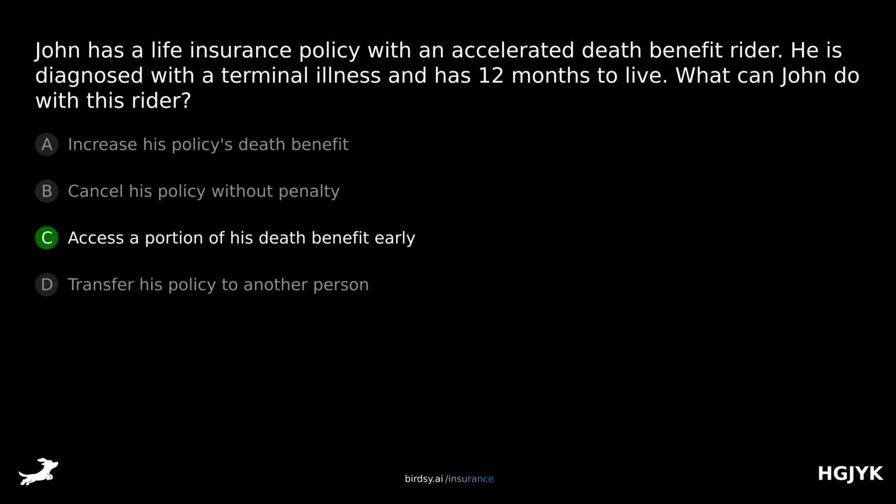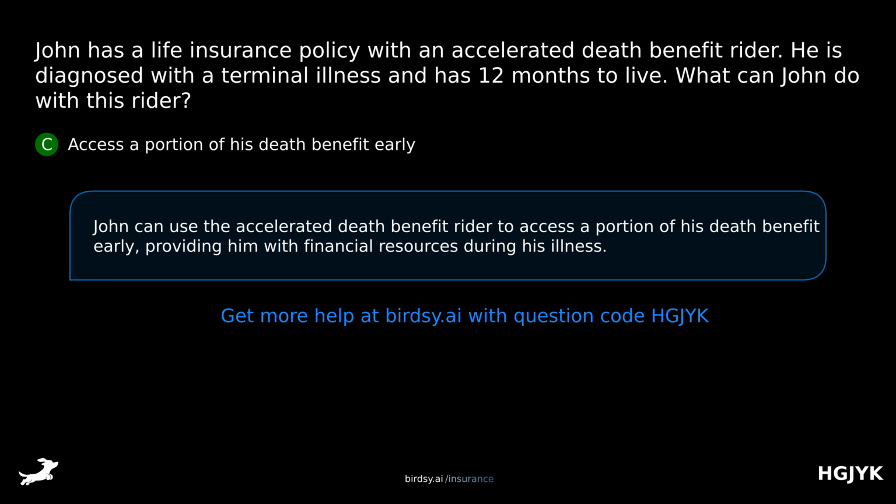The answer is C, access a portion of his death benefit early. John can use the accelerated death benefit rider to access a portion of his death benefit early, providing him with financial resources during his illness.